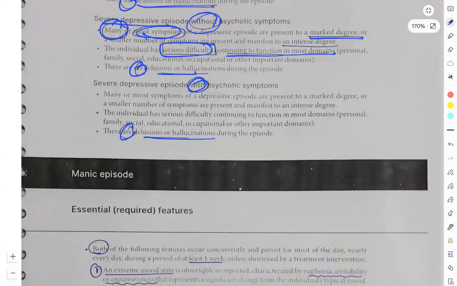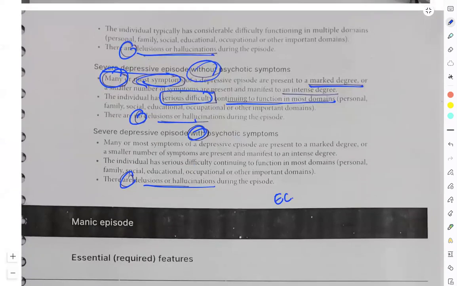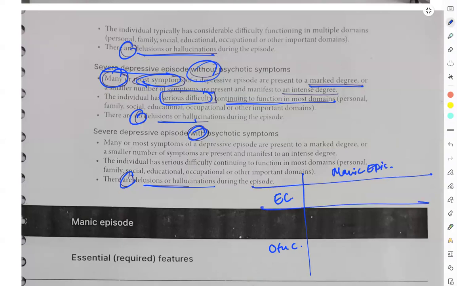Okay, what are the essential criteria present in manic episode, and what are the other criteria that we look for in manic episode? Manic episode is usually for 1 week. However, if a patient gets admitted, then it doesn't matter how long it has been since they've had symptoms. The symptoms are, of course, elated mood, irritable.